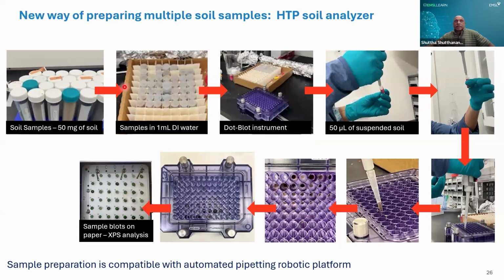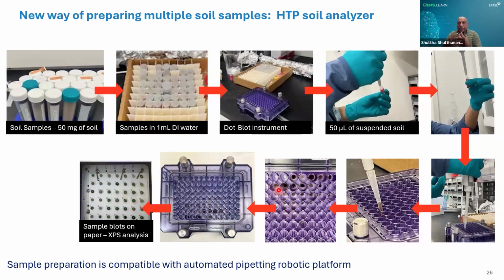And then we extracted the soil sample, mixed it with DI water, took some 50 microliters of the suspended soil, and put it into this hole. While we put the solution into the hole, the vacuum pump sucks the water out and leaves the soil residue on the filter.